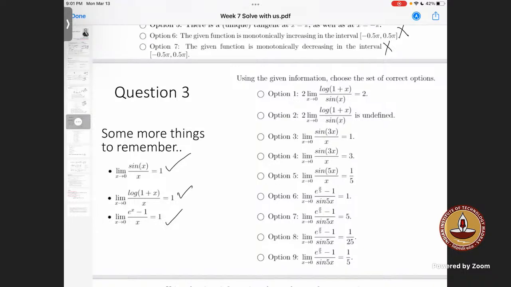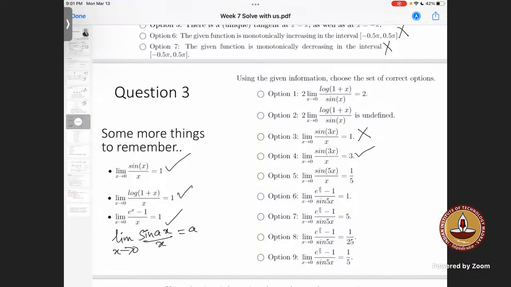So this formula is clear, right? I'm adding one more additional formula here: limit x tends to 0, sin ax by x should be a, right? For option 3, what is the value of a? It should be 3, but here it is given as 1. So option 3 is incorrect. But option 4 is correct, right? Yes, sir.